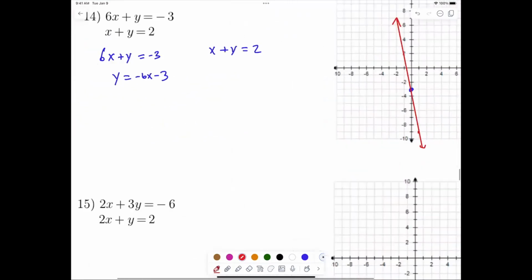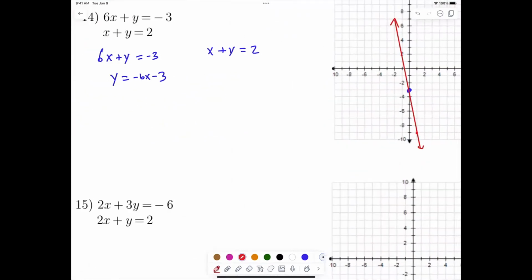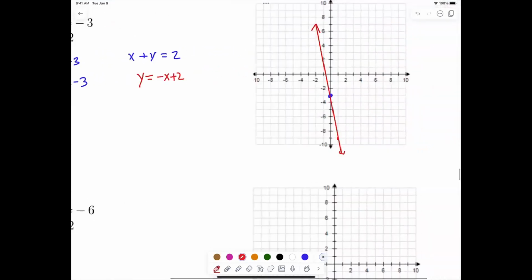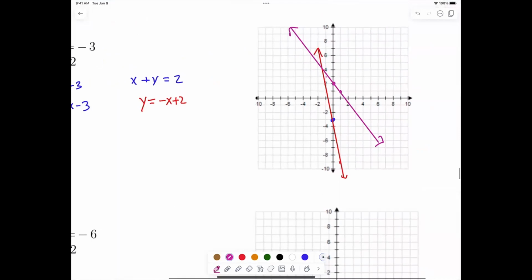All right. I'll let you help me out with the second part of that. What do I have to do? Thank you. Y equals negative x plus 2. Then what do I do? I thought the slope was negative. Oh, down there. Yeah, there you go. Yeah, this one looks kind of tricky.